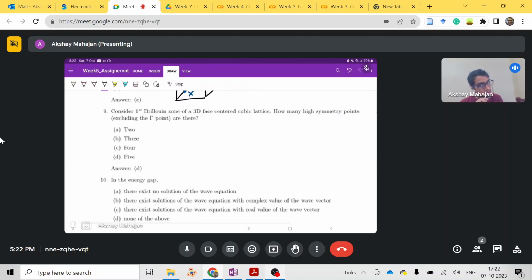Then consider the first Brillouin zone of a 3D face centered cubic lattice. How many high symmetry points are there? For a face centered cubic lattice, your reciprocal lattice will be a body centered cubic lattice. So for that there will be different points.